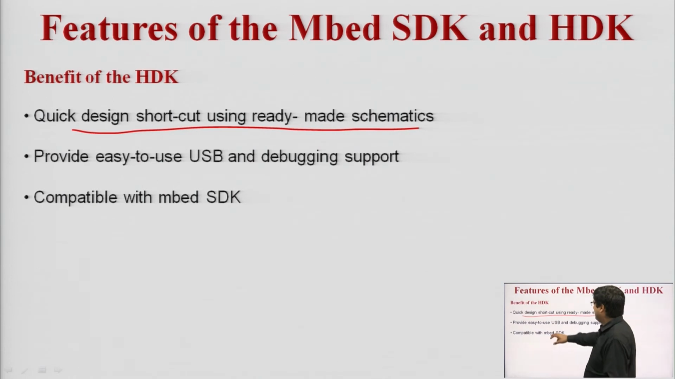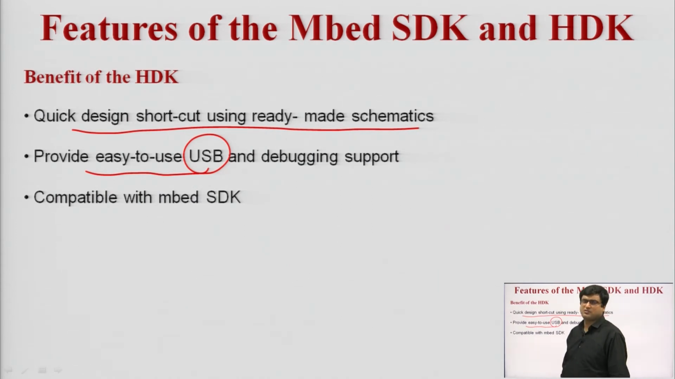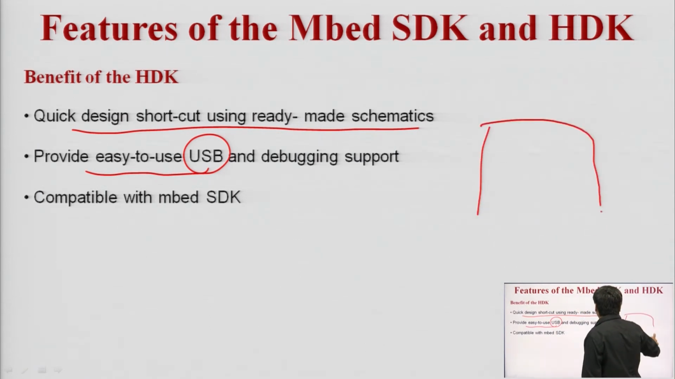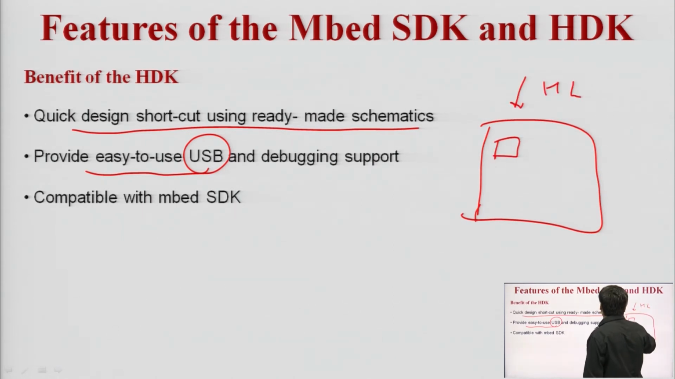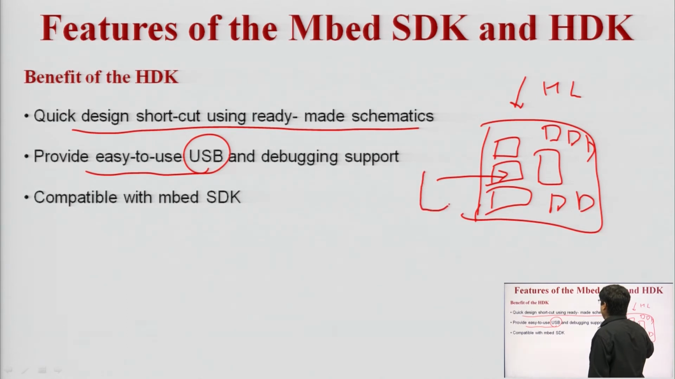It provides an easy to use USB. The USB is available, very easy to use, anyone can use it. USB means universal serial bus. In the previous slide we saw that in any hardware development board, USB and reset are available, and we have a microcontroller and a large number of peripherals, all available in embed. The USB port available in the embed is very easy to use, anyone can use it, and it has debugging support.